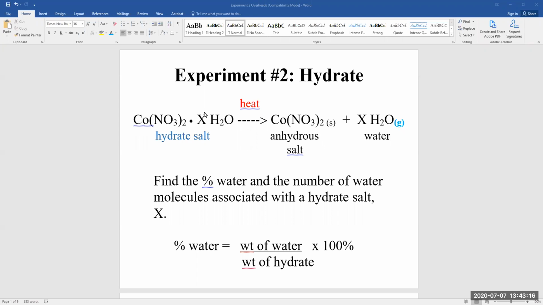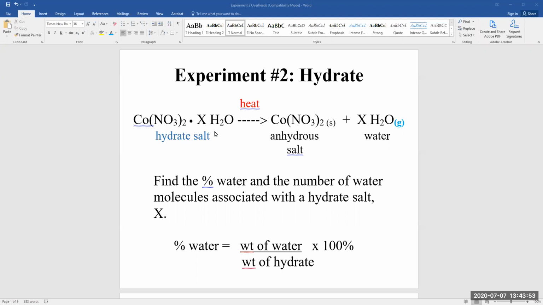When that salt has the water attached to it, it's called a hydrate salt. When that salt has no water attached to it, it's called the anhydrous salt, or sometimes in the lab manual we'll call it anhydrous residue. Also remember, this is a balanced chemical reaction. Balanced chemical reactions are based on either number of particles, so this is 1 molecule of cobalt-2 nitrate for every X number of water molecules, or it's based on moles, 1 mole of cobalt-2 nitrate for every X number of moles of water.